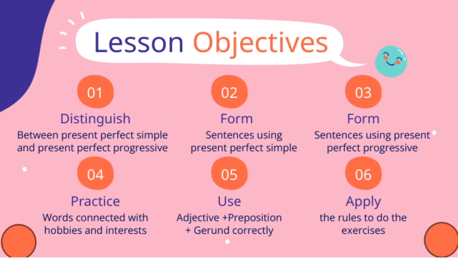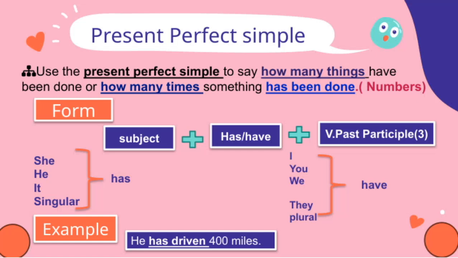these grammar points. Now let's look at some examples of how we use has and have in the present perfect simple tense. For instance, we say, "He has driven 400 miles." This shows that at some point in the past, he completed the action of driving, and it may still be relevant now. It's important to remember that have and has are used with different subjects.